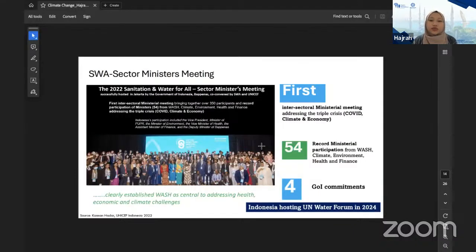And then here, this is one of what UNICEF and the government of Indonesia did back in 2022. They held the first Sanitation and Water for All sector ministers meeting. It was attended by 54 ministers from all over the world, and also 35 participants, and they were talking about climate, environment, health, and finance in order to address the triple crisis of COVID.